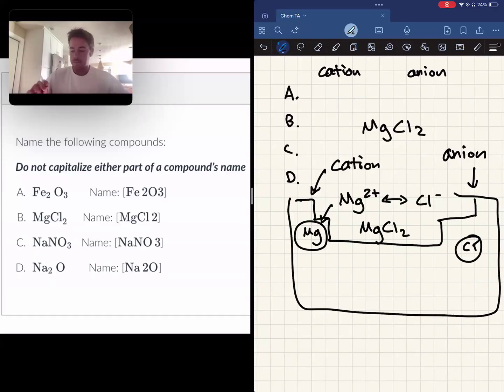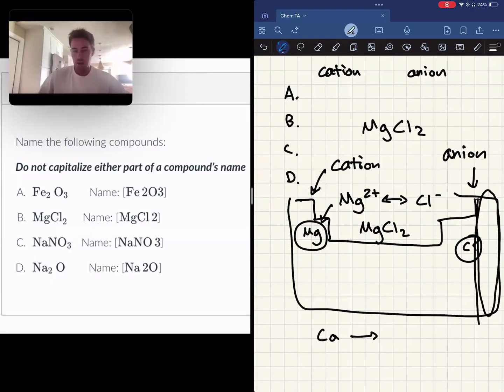Just a note on this. It's important to know how to get your ions. If I were to say what charge would be on calcium, if calcium is ionized, meaning it either gains or loses its own electrons, what would be the charge on it after it's ionized?